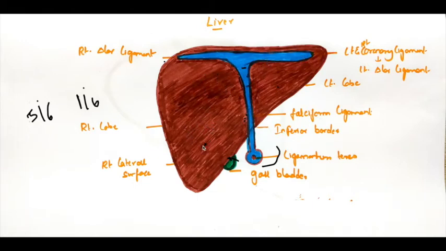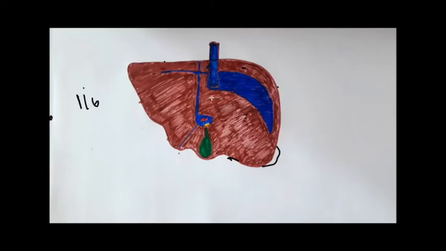Now we'll see the posterior surface. On this anterior surface, this is the ligamentum teres, which represents the left umbilical vein. It is the remnant of the left umbilical vein. This is the ligamentum teres. See, this is the superior surface, which is quadrilateral in shape.